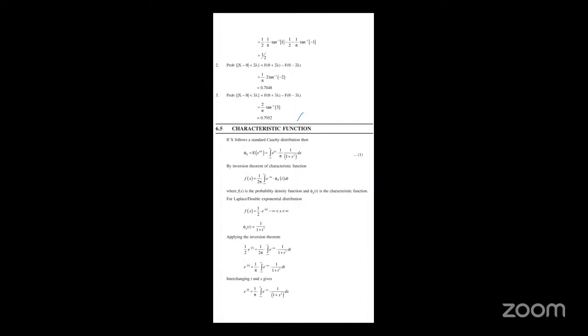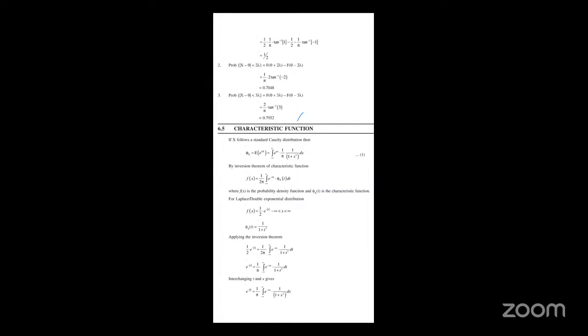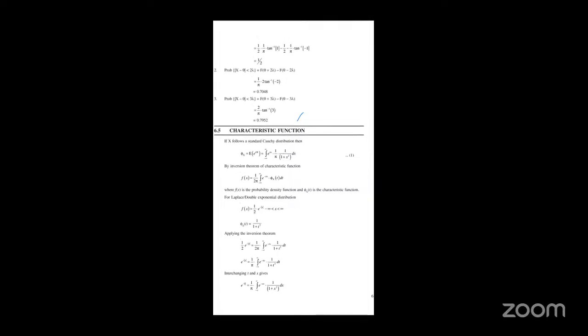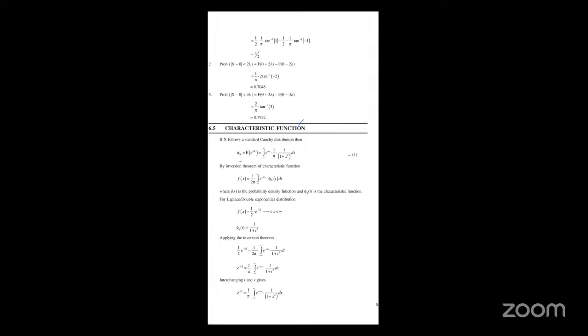Okay. Next, coming to the characteristic function of the Cauchy distribution. X follows the standard Cauchy distribution. So what is the value? It is represented as phi of x equals expectation of e power itx. So we know what itx is.